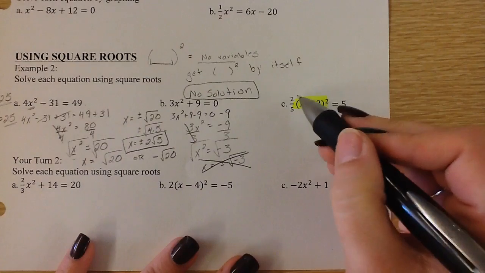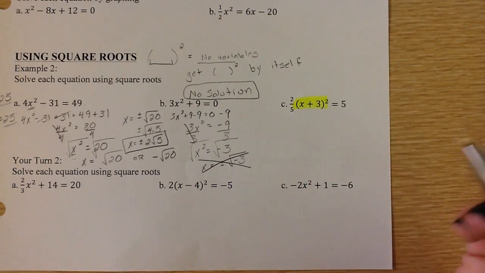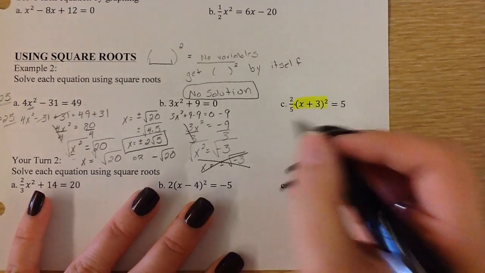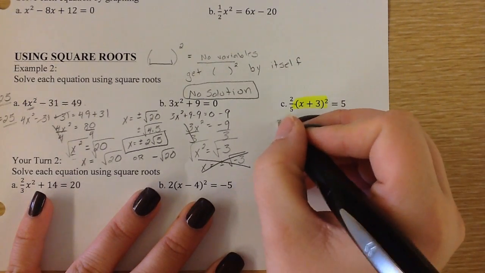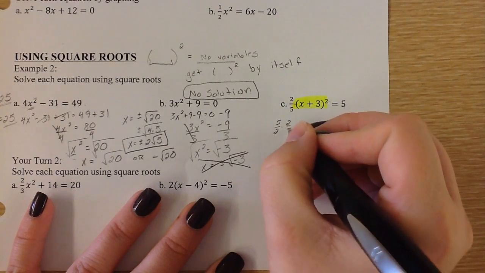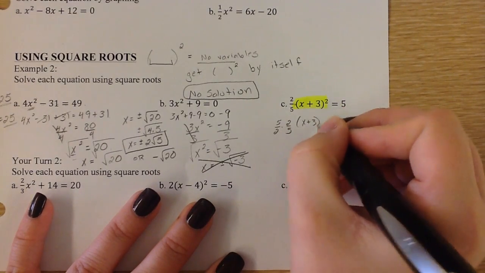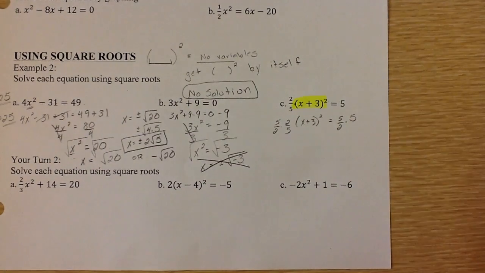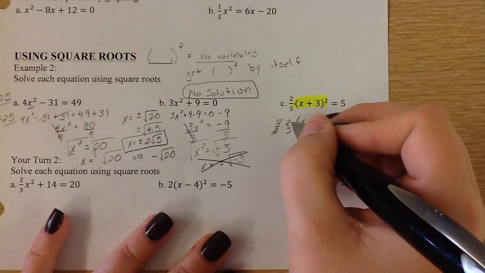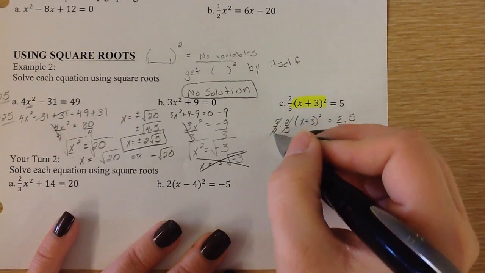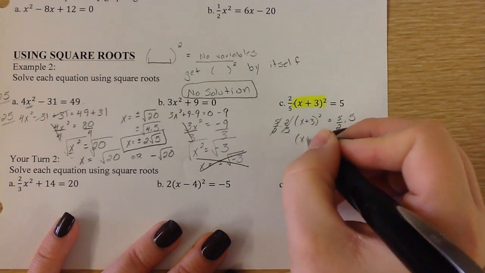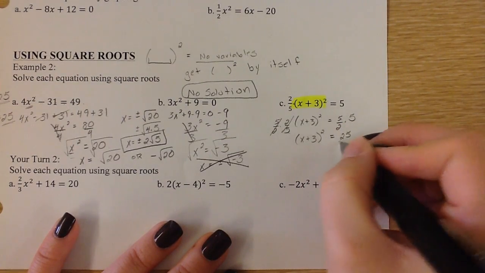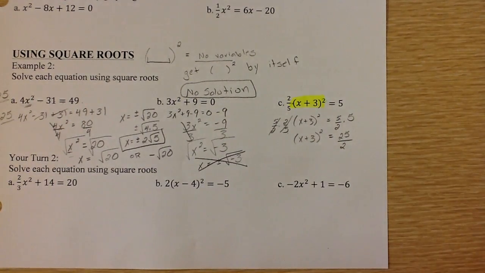So the 2/5 is over there hanging out. I need to get rid of it. So to get rid of a multiply by 2/5, I need to multiply both sides by the reciprocal, 5/2. So we're going to take this side also and multiply it times 5/2. So then these multiply to give me 1, 10 over 10, which is 1. So I'm left with x plus 3 squared equals 25 over 2.